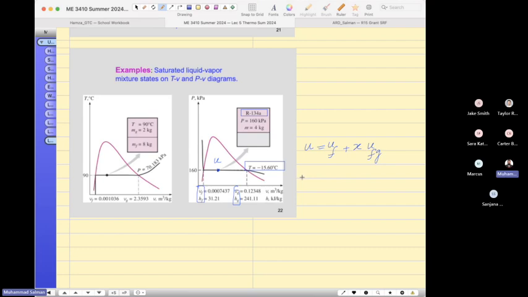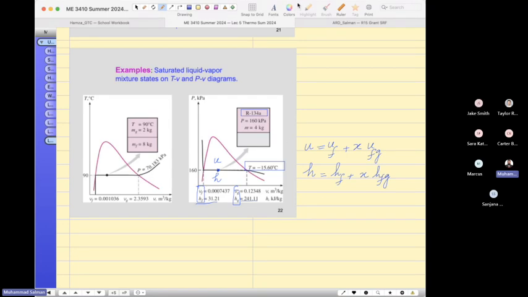And if I ask you, okay guys, can you find out enthalpy at this same point? You will say, yes Professor, hf plus x hfg. For example, hf is given, hg is given, so you can find it easily from the table. Have you understood how to find out the properties inside the latent heat region?